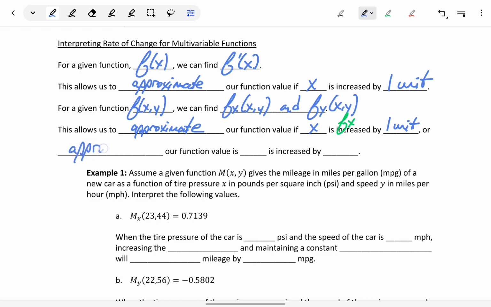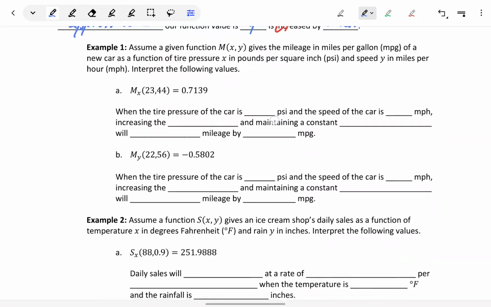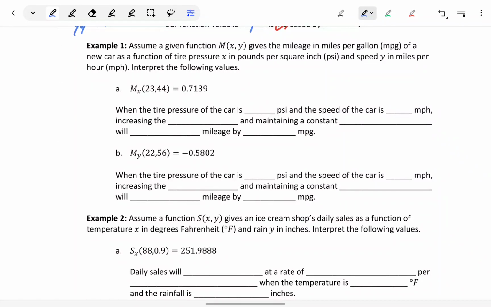Or we can approximate our function value if y is increased by 1 unit. And we do that by considering f sub y, the first partial derivative with respect to y. Before we get into calculating these, we want to look at just interpreting some results to see how we approach this, given the fact that we're treating one variable as changing and holding the other one as a constant, just like we did when we found partial derivatives manually.